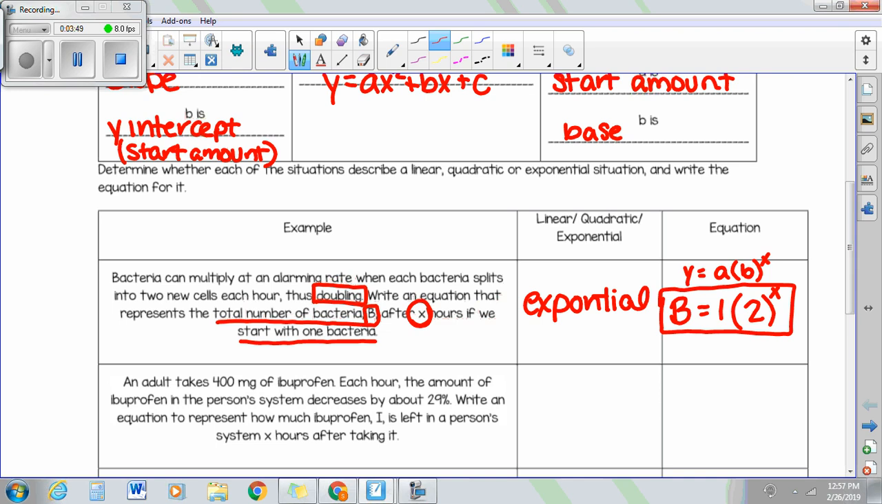The second one says an adult takes 400 milligrams of ibuprofen. Each hour, the amount of ibuprofen in the person's system decreases by about 29%. Write an equation to represent how much ibuprofen, I, is left in a person's system X hours after taking it. So the first thing we have to do is figure out, is this linear, is it quadratic, or is it exponential? There are 2 hint words in this. It decreases by 29%. Anytime you see a percent, that is exponential.